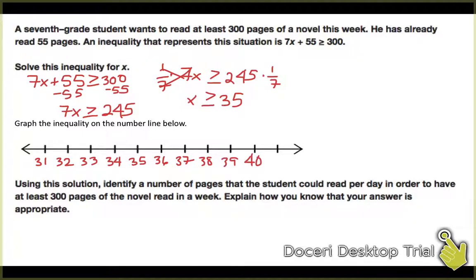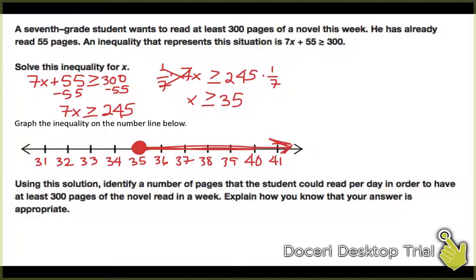Okay, so I know that x is greater than or equal to 35. So since it's or equal to, my circle is going to be filled in, and x is larger than that, so my arrow is going to be pointing to the right.